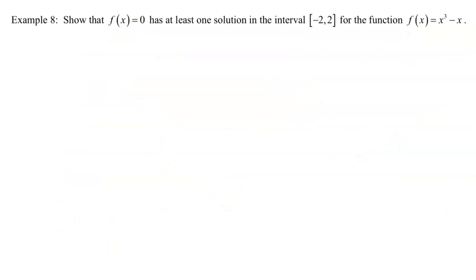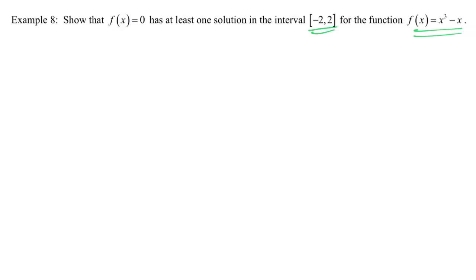Okay, these last two examples are going to demonstrate how we would apply the intermediate value theorem to prove that certain functions have values that exist. And so this example says show that f of x is equal to 0 has at least one solution in this interval if the function f of x is equal to x cubed minus x.